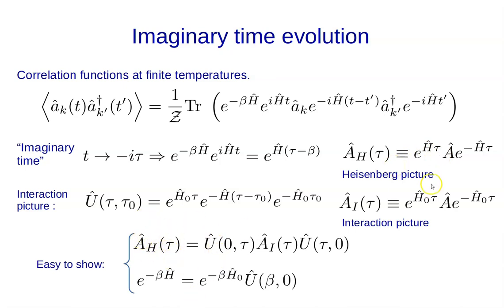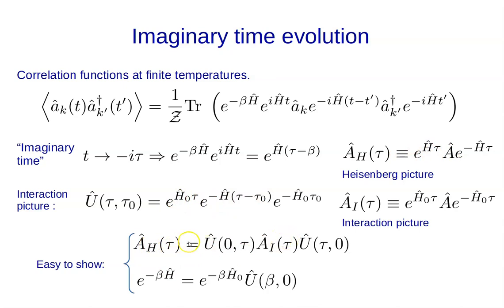Now, it is easy to show that you can relate these two by multiplying this one by the time evolution operator evolving from tau to zero, and another one here from zero to tau. You can see here that if I multiply this by, say, e to the H tau here, there'll be a tau here, then this one would cancel with this one. And because of the zero here, this would be e to the H tau, and this would be one, I'll get precisely that.